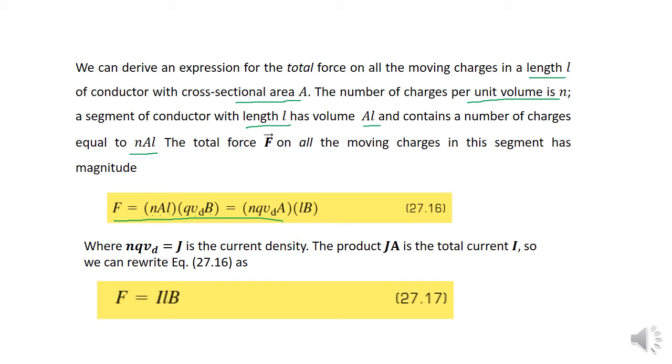Then this nqv_d, these three things together, is called the current density, and when this is multiplied with the cross-sectional area, it gives us the total current. So this term, which is enclosed in the parentheses, is actually the total current in the conductor. So the total force on a current carrying conductor placed in a uniform magnetic field B is ILB.